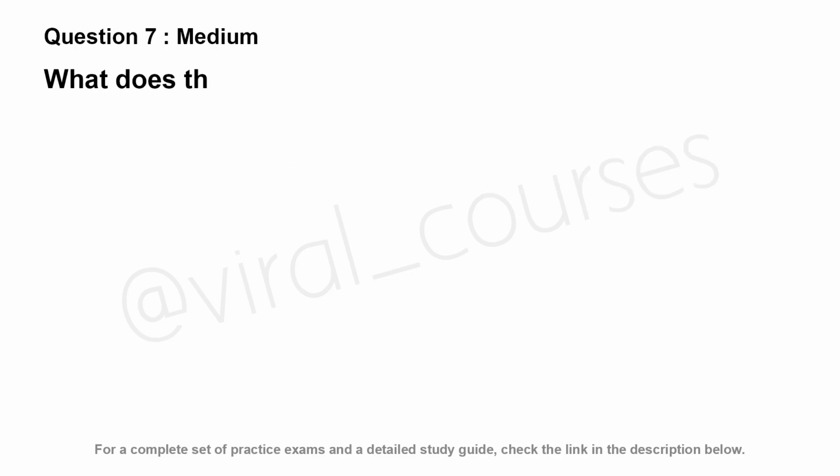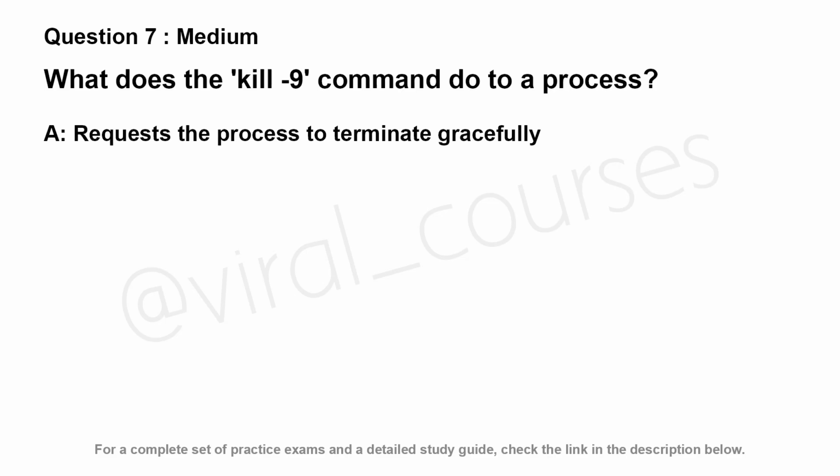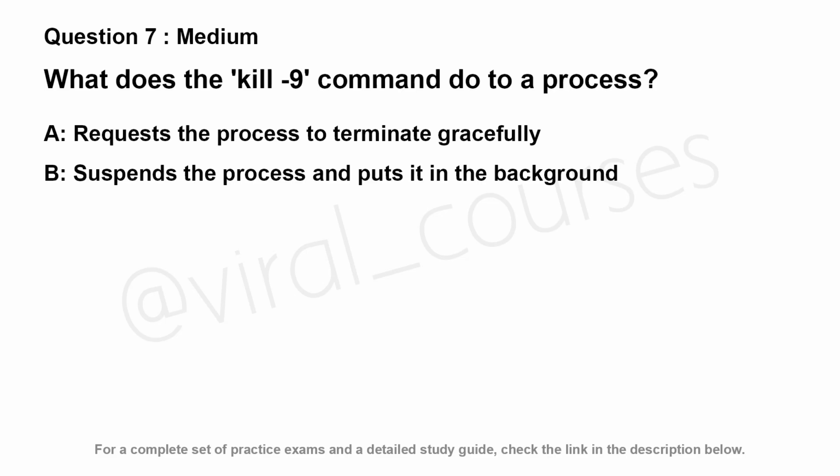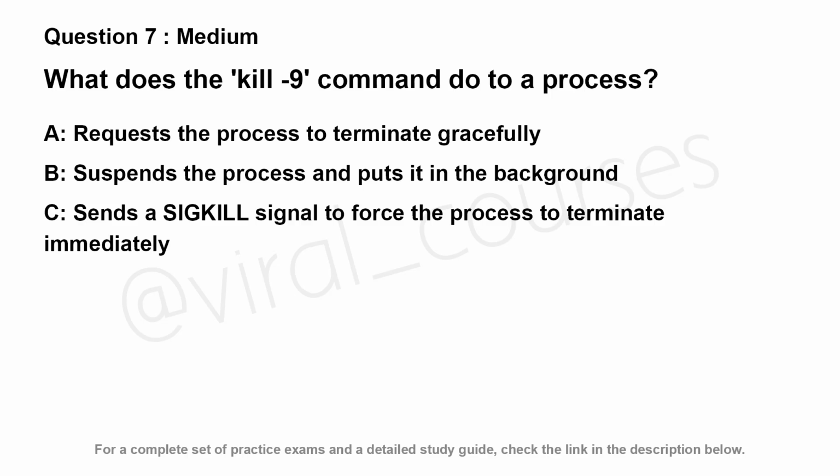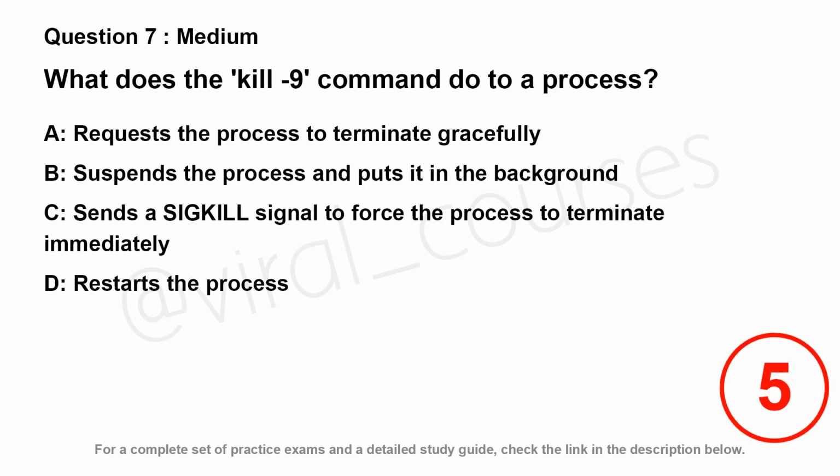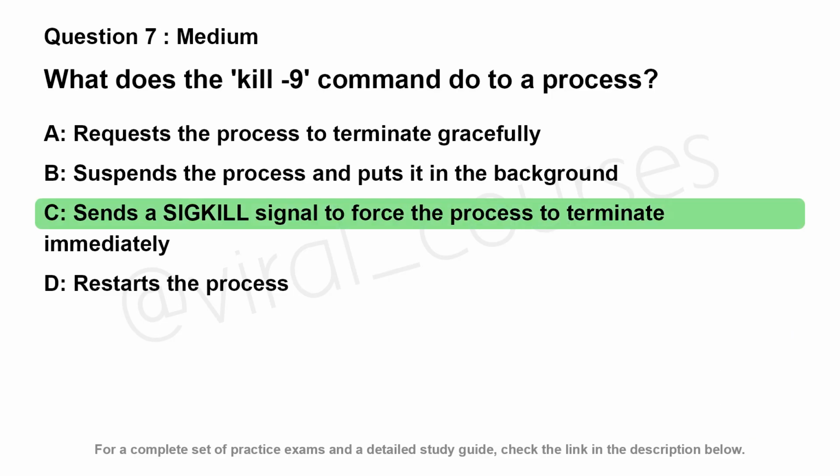What does the kill -9 command do to a process? Option A, requests the process to terminate gracefully. Option B, suspends the process and puts it in the background. Option C, sends a SIGKILL signal to force the process to terminate immediately. Option D, restarts the process. The correct answer is C.